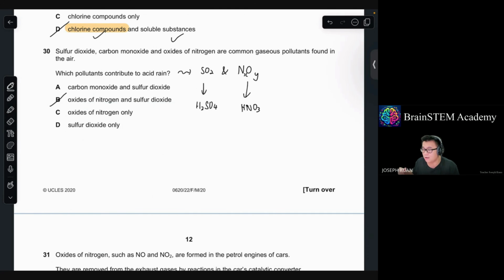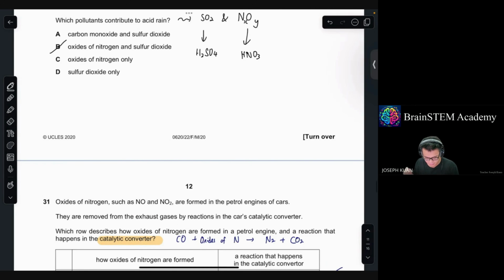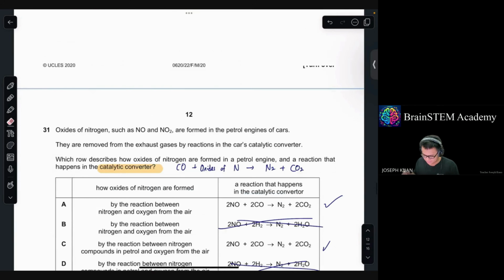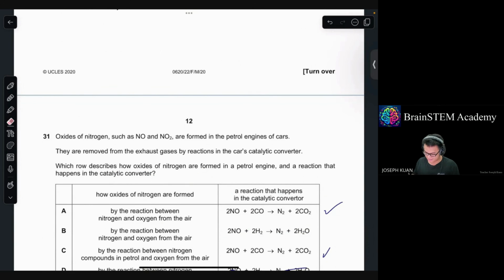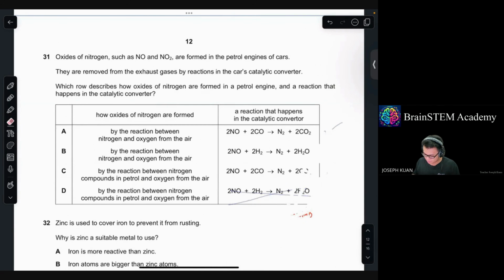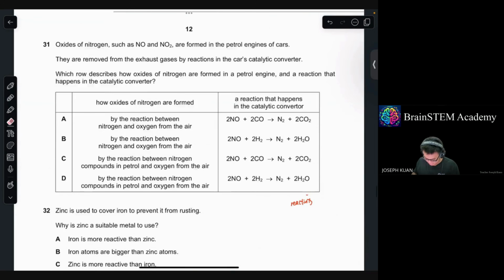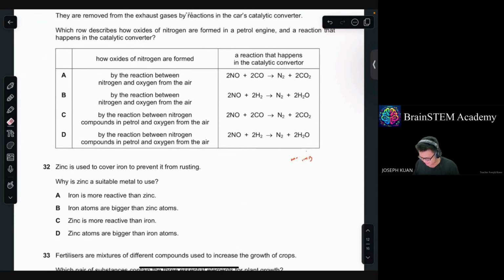Okay, so these are essentially things that you have learned previously. Moving on to question 31. All right, I feel that I might have used the wrong paper for me to discuss this, but regardless, you don't see anything.